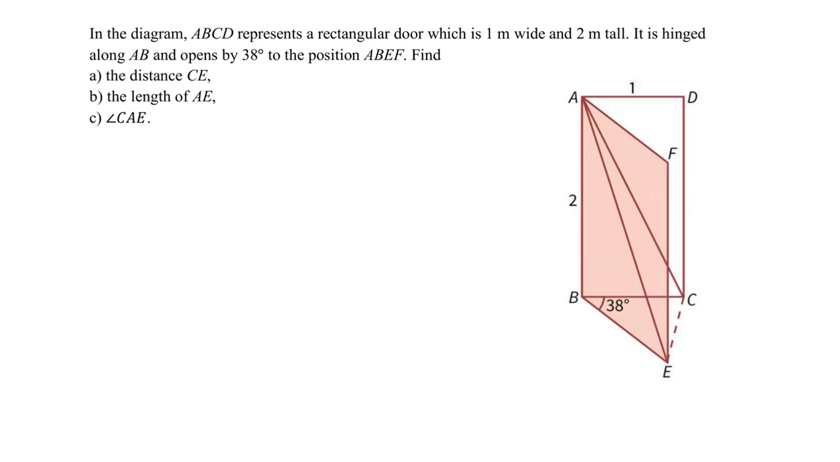ABCD is a door, 1 meter wide and 2 meter tall, with a hinge along AB, and it opens by 38 degrees. Find the distance CE. Now, it is important to look at this blue triangle, which I'm going to sketch out here.